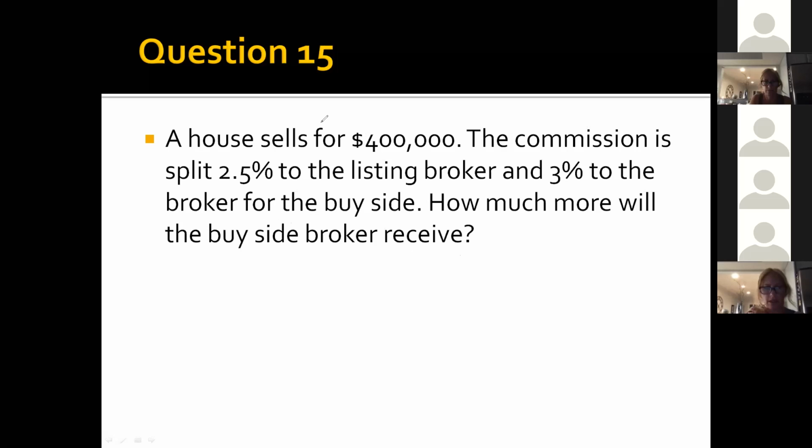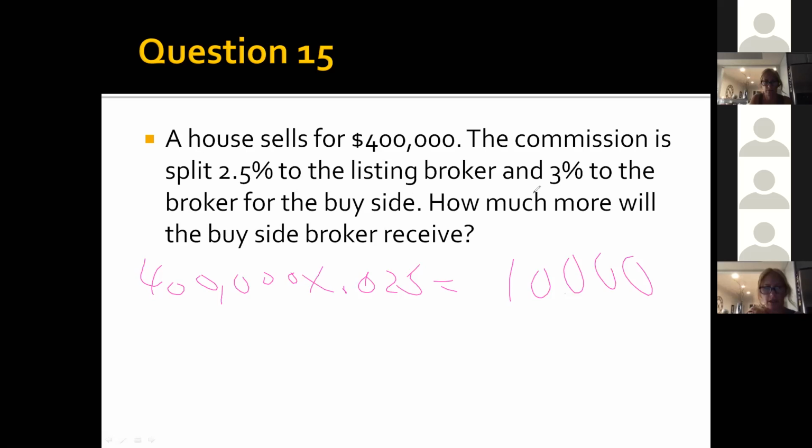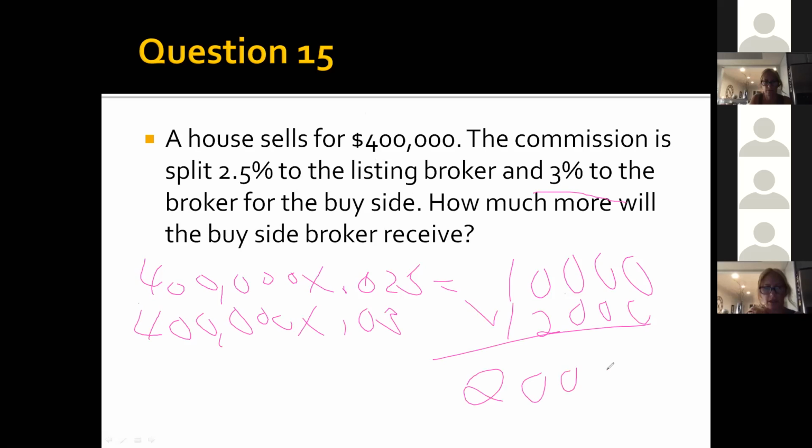So we know that the listing broker is going to get 400,000 times 0.025, which equals $10,000. And we know that the buy-side broker is going to get 3% of 400,000. So 400,000 times 0.03, they're going to get $12,000. So how much more did they get? They got $2,000 more. We're going to go back to number 14. Okay.